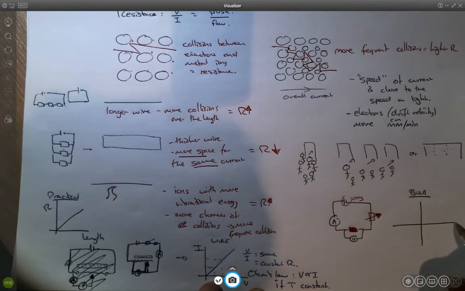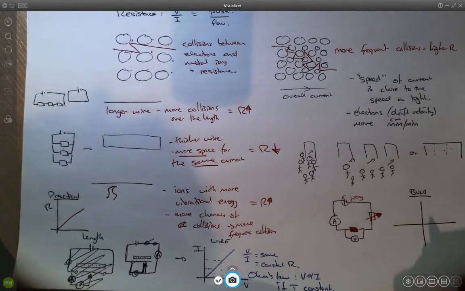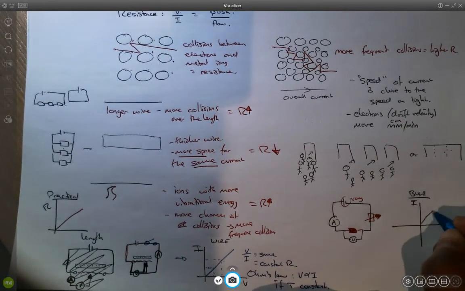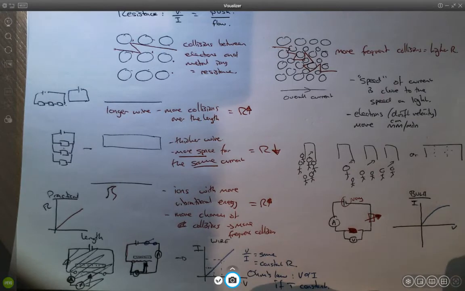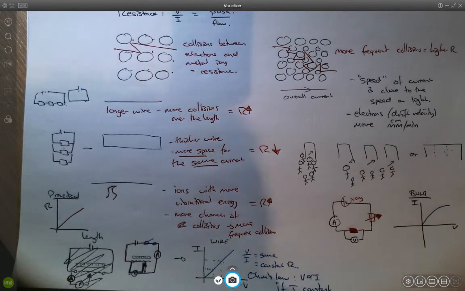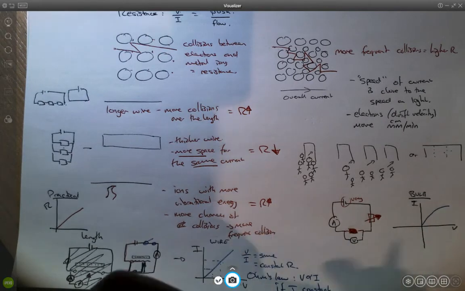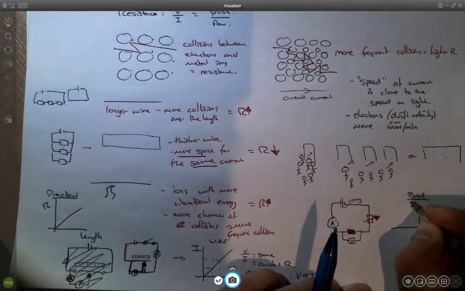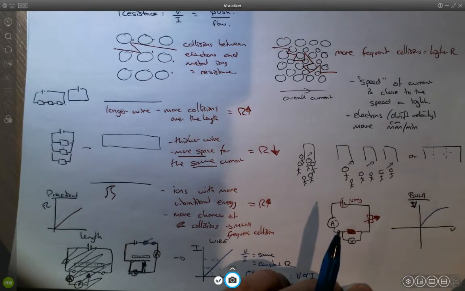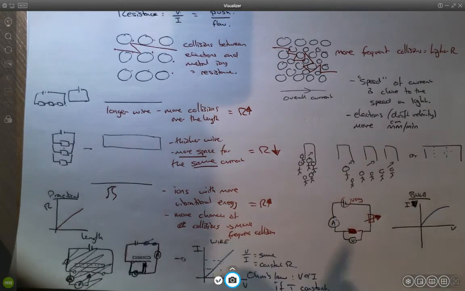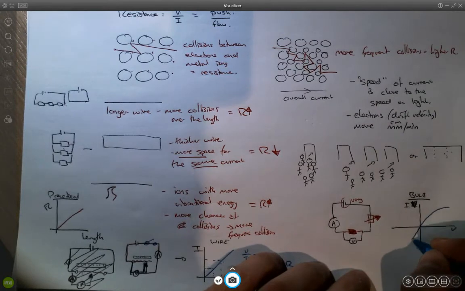If you do it with a bulb, you will get a graph that looks like this. Sorry, no, you won't. You will not get a graph that looks like this. If I switch the axes around, you will get a graph that looks like this. I'm a bit of a fail today. You will get a graph that looks like this.